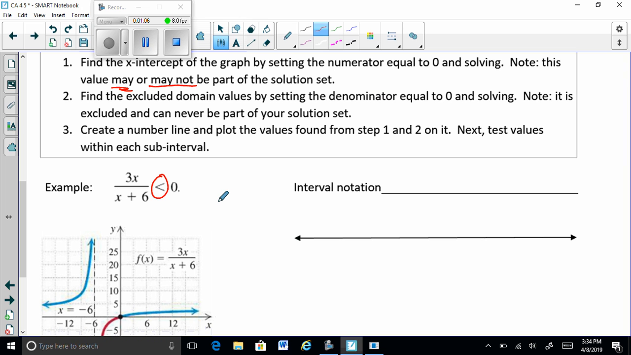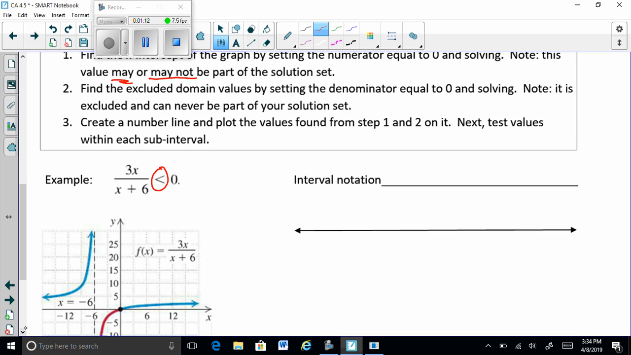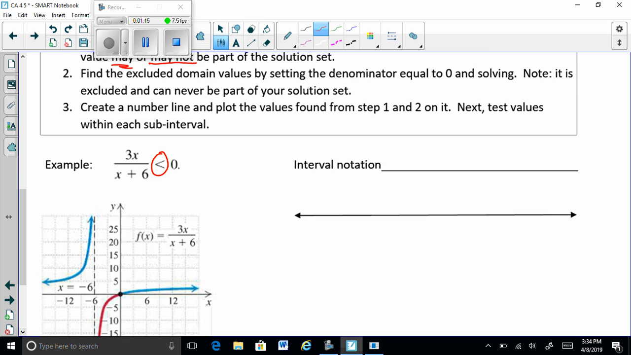Still need to find it though, because as you can tell looking at the graph, I'll scroll down a little bit further. As you look at the graph, obviously there's a sign change when you cross the x-axis, right? So that's a key point. So there's going to be two intervals, and one of those intervals will probably satisfy the inequality that we're dealing with. Okay, the second key point that you'll want to find is the vertical asymptote, okay?